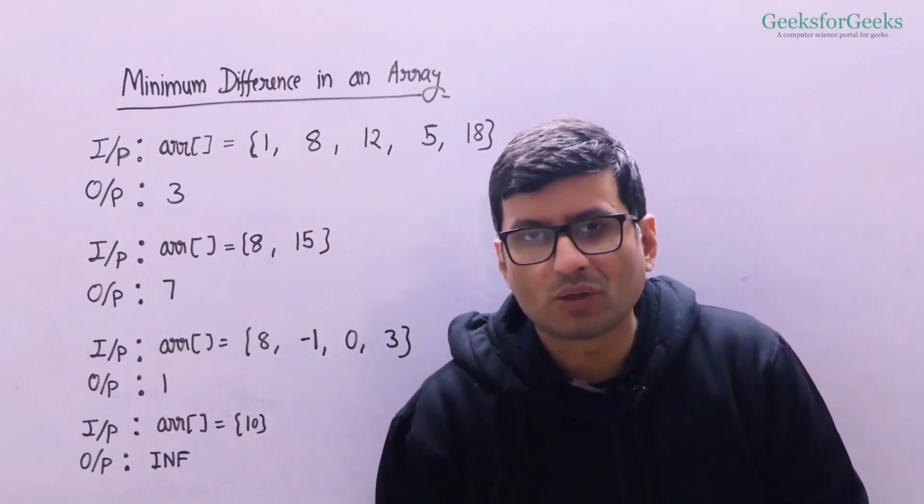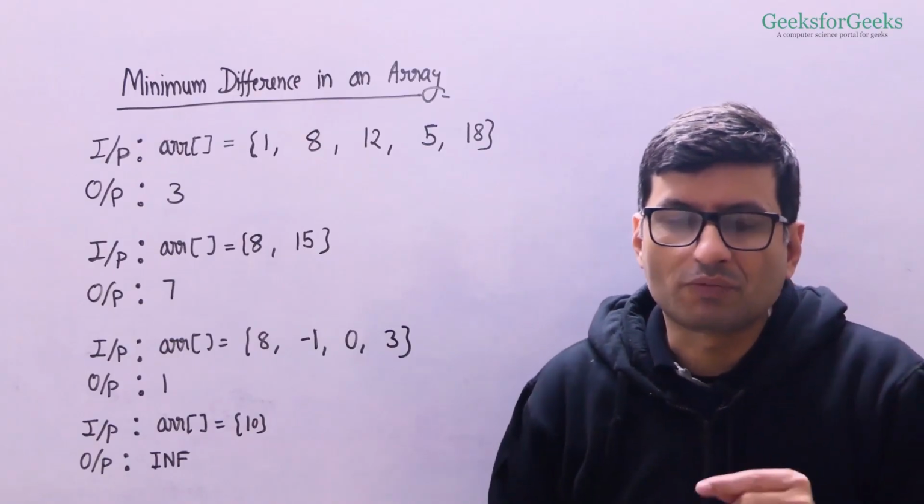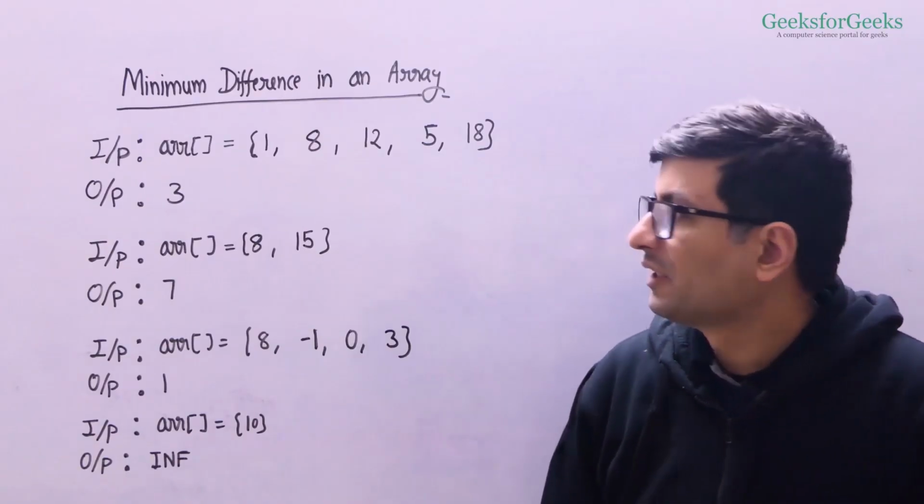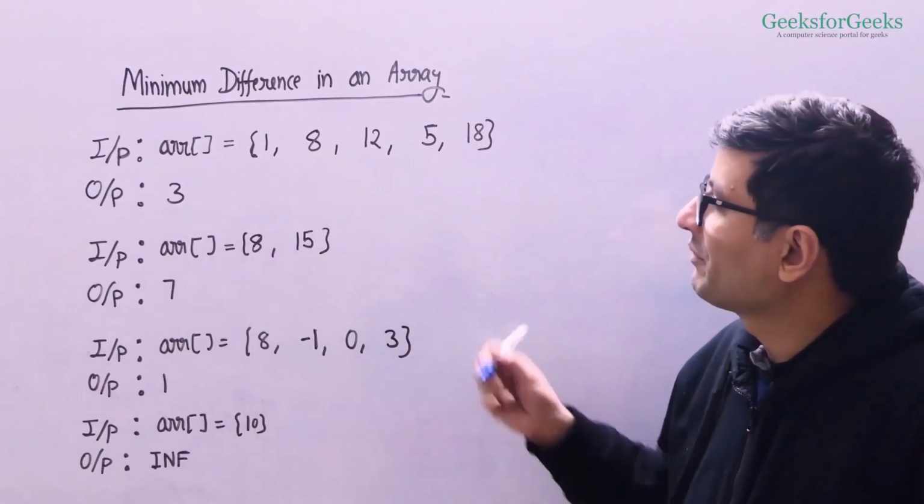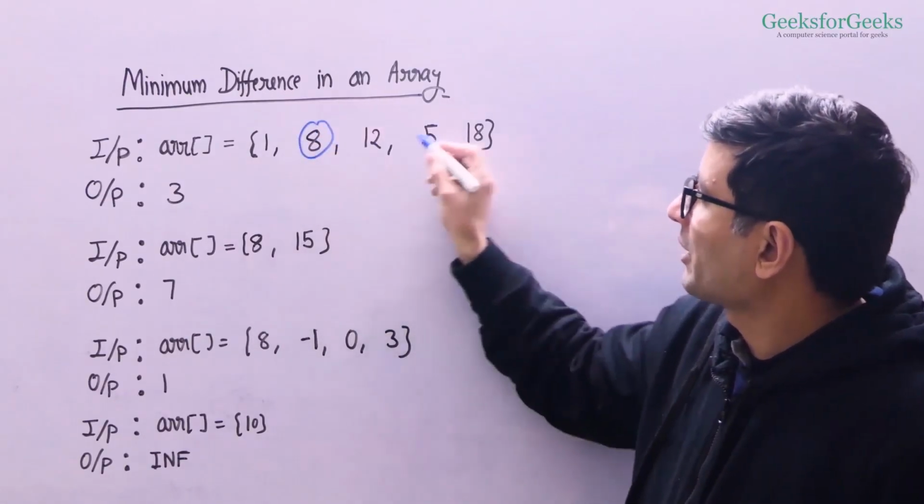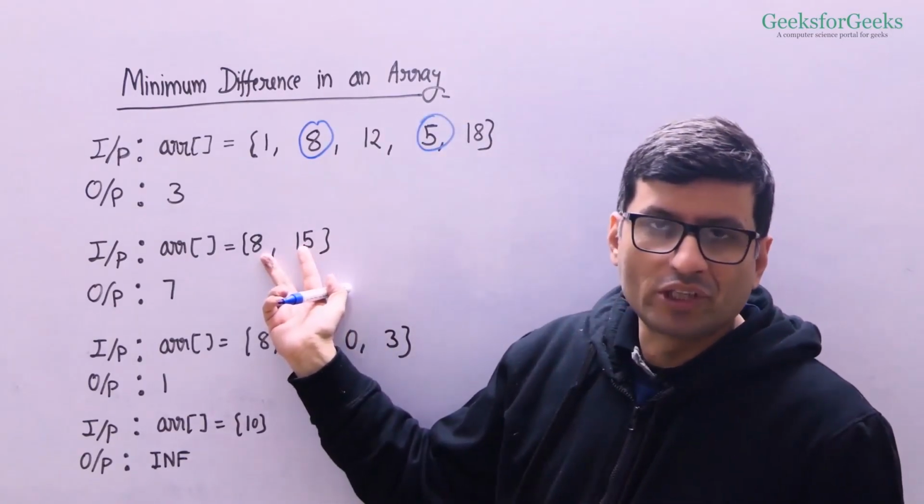Let us talk about this problem. We are given an array of integers. Our task is to find the minimum difference in this array. For example, if we are given this array, our minimum difference is 3 and we get this minimum difference by subtracting 5 from 8.